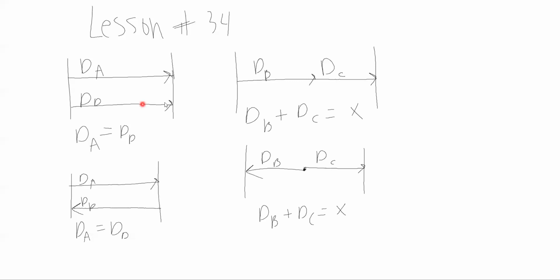All right, so here my distances are the same, they equal each other. Here my distance of Briar plus my distance of Carter equals the value. And the same thing if they're going in opposite directions, or how far apart are they. Now, the distance traveled by one object exceeds by a specific amount the distance traveled by another object. So what I'm going to be doing now are problems that look like this.